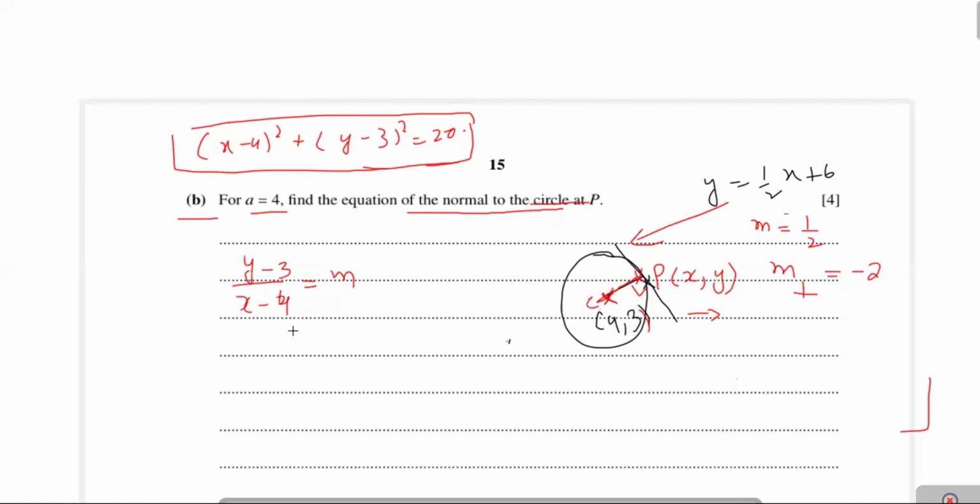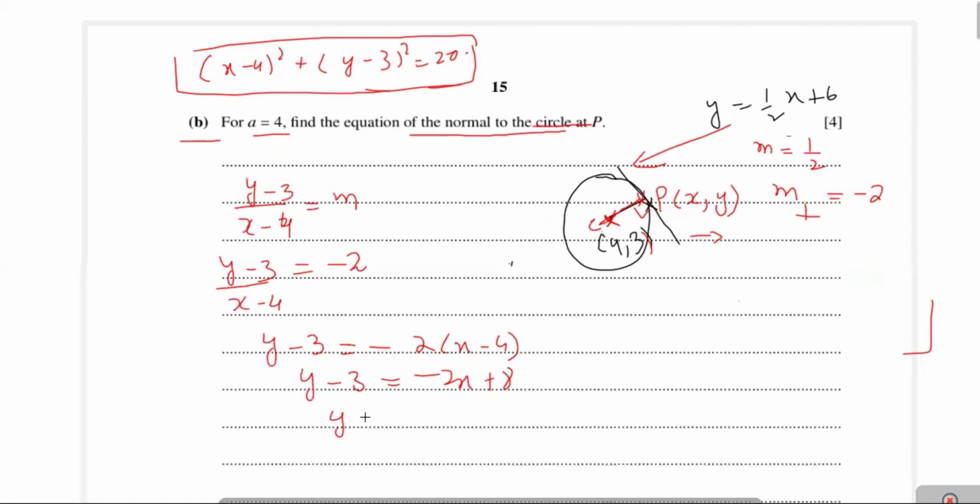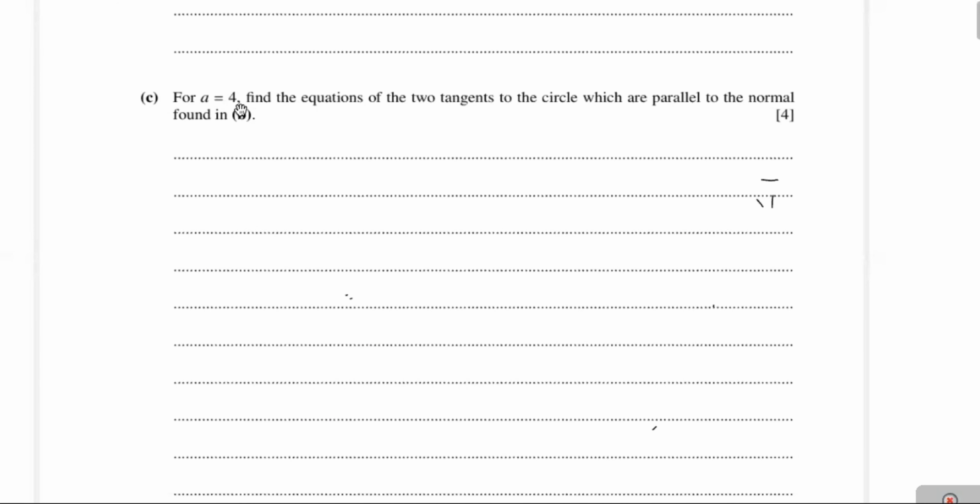Therefore, we can write m is considered as minus 2 and y minus 3 over x minus 4 equal to minus 2. We can write it as y minus 3 equal to minus 2 into x minus 4. Therefore, y minus 3 equal to minus 2x plus 8, and this is the equation: y equal to minus 2x plus 8 plus 3, that is, plus 11, and this is the answer.